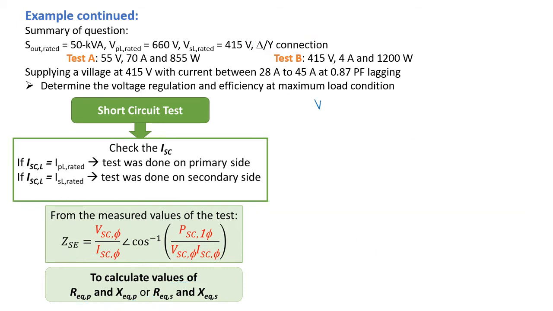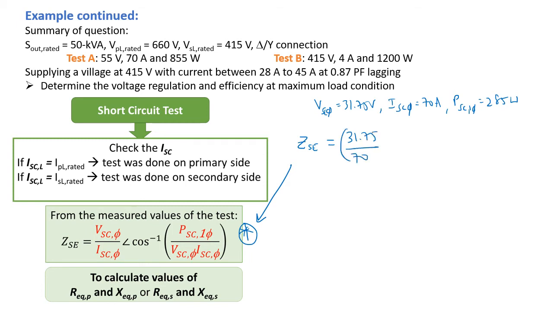Right, so from our VSC phase of 31.75 volts, ISC phase of 70 amperes, and PSC single phase of 285 watts, let's now calculate ZSE from this formula. ZSE is the voltage divided by current, so 31.75 divided by 70. And the angle of ZSE is the inverse cosine of the single phase power, 285, divided by the voltage and divided by the current.